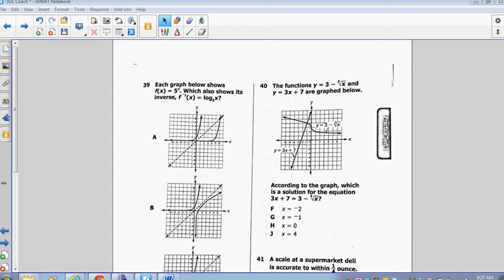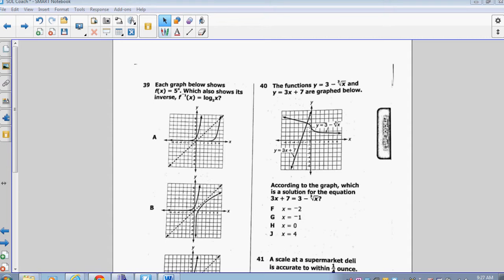Okay, Algebra 2, now we're on page 9, problem 39, and all of the graphs are showing f of x equals 5 to the x, but we're looking for the one that also has the inverse, which is log base 5 of x. So remember that you can get the inverse by switching the x and y values, or you can also get the inverse by flipping it across the dashed line y equals x.